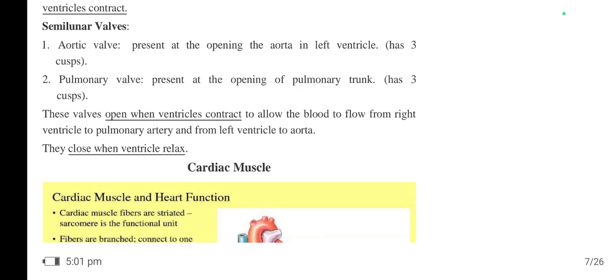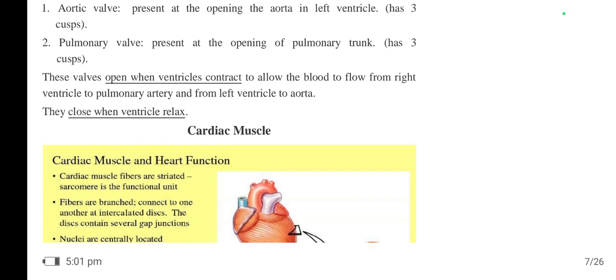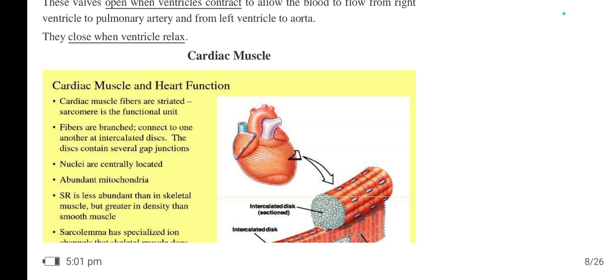Semilunar valves: the aortic valve and the pulmonary valve. The aortic valve is present at the opening of the aorta in the left ventricle and has 3 cusps. The pulmonary valve is present at the opening of the pulmonary trunk and has 3 cusps. These valves open when the ventricles contract to allow blood to flow from the right ventricle to the pulmonary artery and from the left ventricle to the aorta. They close when the ventricles relax.